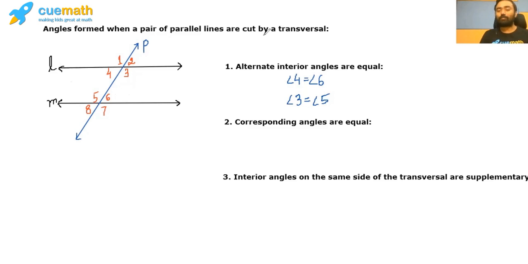Now for the corresponding angles part, an angle at a corresponding position to angle 1 would be angle 5, because both of them are on the same side of the transversal and both are on the top of the lines L and M respectively. Hence, corresponding angles are equal. We can say that angle 1 is equal to angle 5. Similarly, angle 2 is equal to angle 6, then angle 4 is equal to angle 8, and in the end, angle 3 is equal to angle 7.